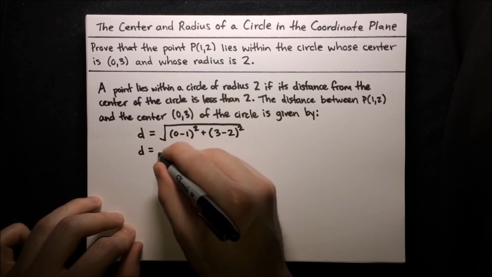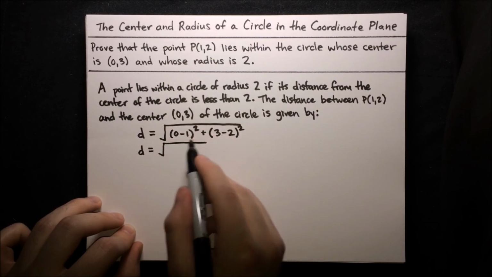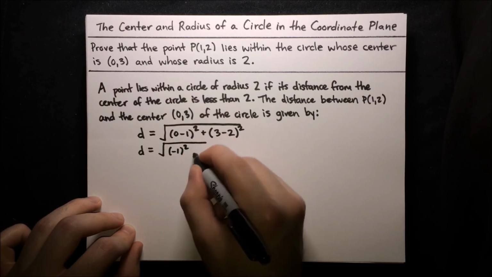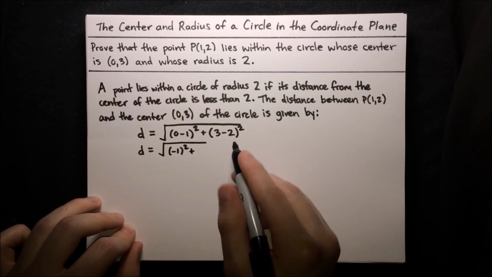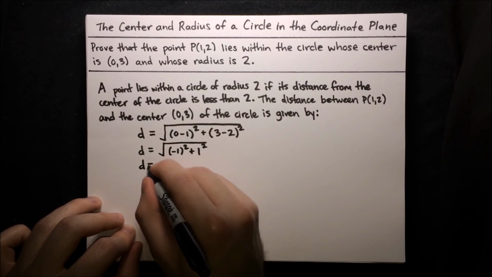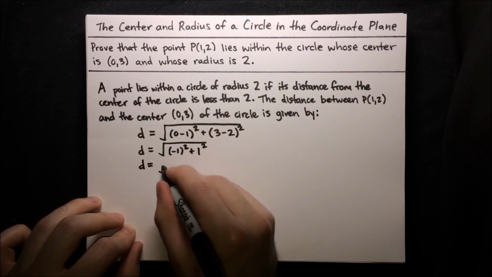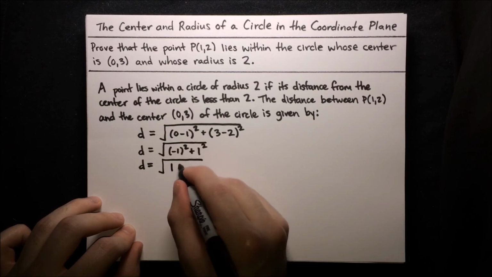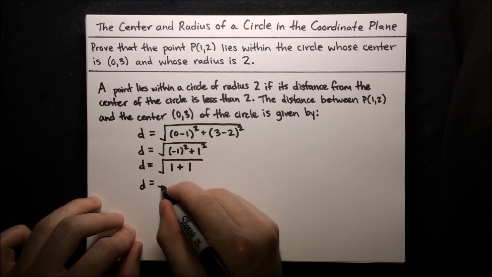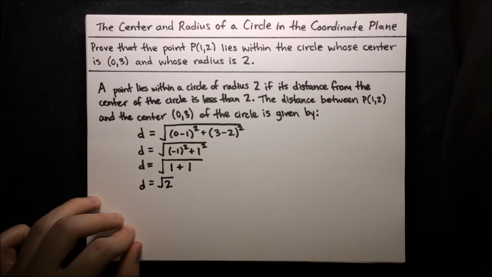So d is equal to the square root of 0 minus 1, which is negative 1, so negative 1 squared, plus 3 minus 2 is 1, so plus 1 squared. Continuing to compute, negative 1 squared is just 1, and then 1 squared is just 1. So d is the square root of 1 plus 1, which is square root of 2. Indeed, the distance square root of 2 is less than 2. So now we just need to write that down and state our conclusion.